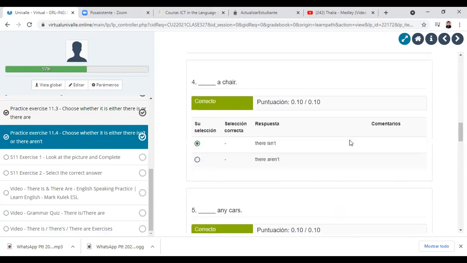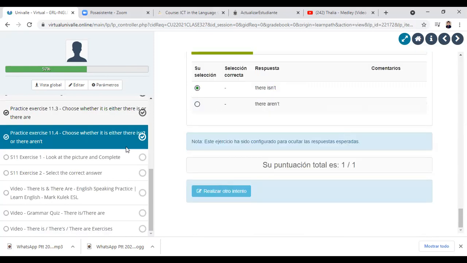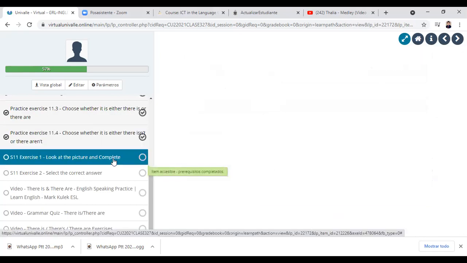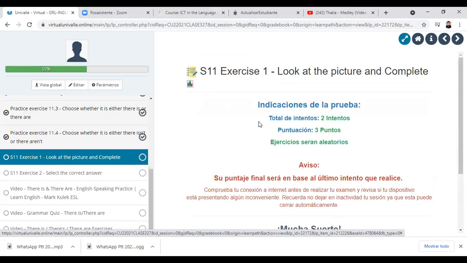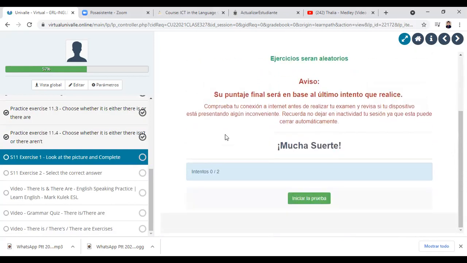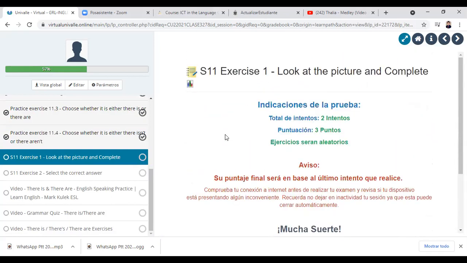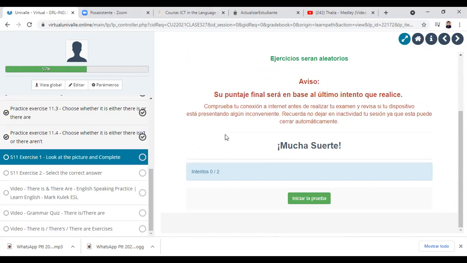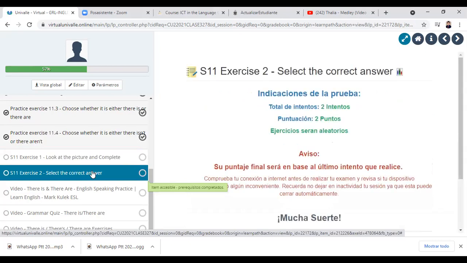Okay, there you have it. Also, guys, we're gonna have an evaluated exercise. We're going to look at the picture and then we're going to complete. This exercise goes for 3 points. You will also have 2 attempts. If you fail the first one, you're going to have a second chance to make it better. Also, you're going to have a second evaluated exercise. You're going to select the correct answer, and this exercise goes for 2 points. And you're also going to have 2 attempts. If you fail the first one, you're going to have the second one to make it better.